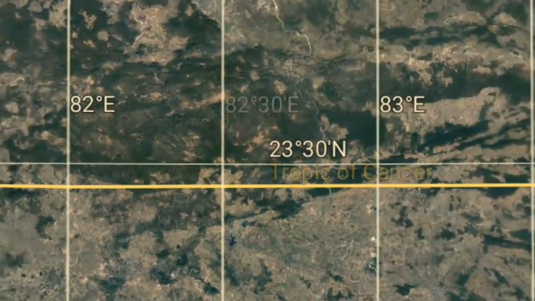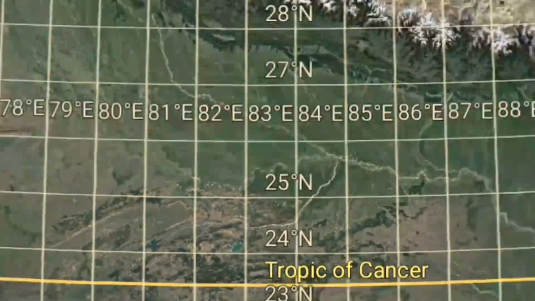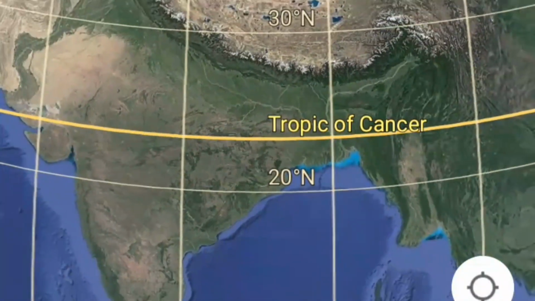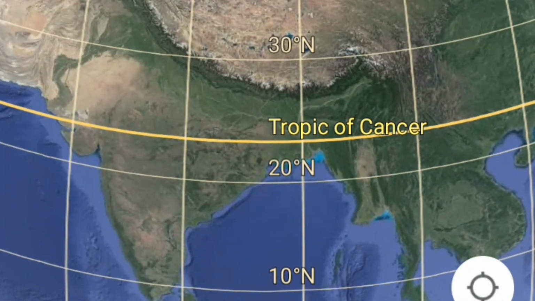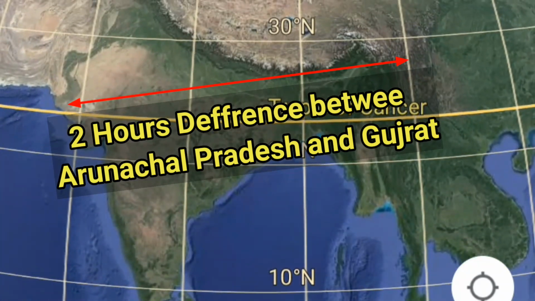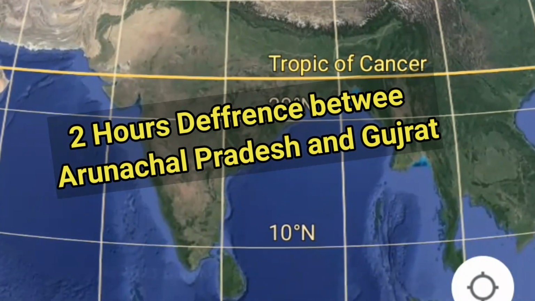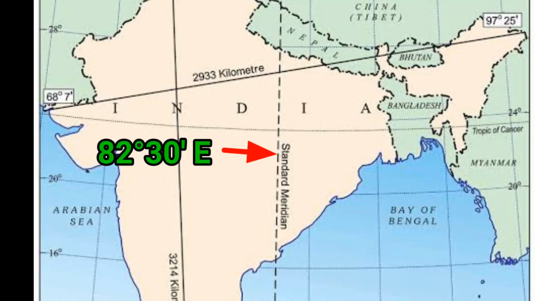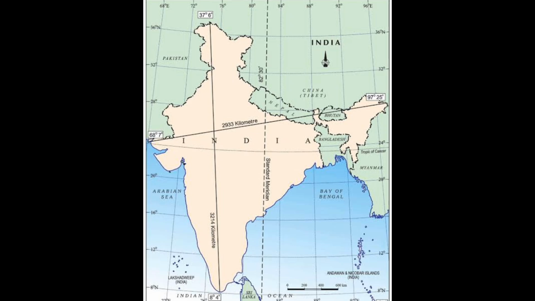There is a time difference of approximately 2 hours between Arunachal Pradesh and the middle of Gujarat. In Arunachal Pradesh, the sunrise occurs earlier, approximately 2 hours before it happens in Gujarat. Due to India's extensive territory, its standard meridian has been designated as 82 degrees 30 minutes east longitude. This line passes through the city of Mirzapur in the state of Uttar Pradesh, India. The time in India is 5 hours and 30 minutes ahead of the Greenwich Mean Time (GMT) because India is located east of the prime meridian.